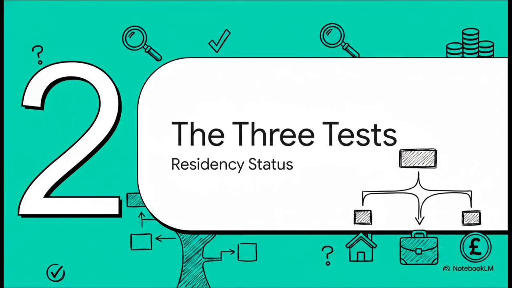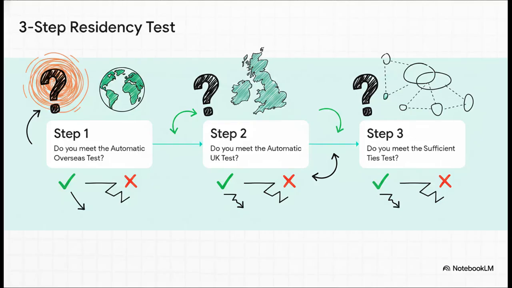Okay, so how on earth do you figure this out? Well, the good news is you don't have to guess. HMRC has laid out a really clear three-step process. Think of it like a flowchart that leads you right to the answer. And here they are. It's a three-step residency test, and you just work your way down the list.